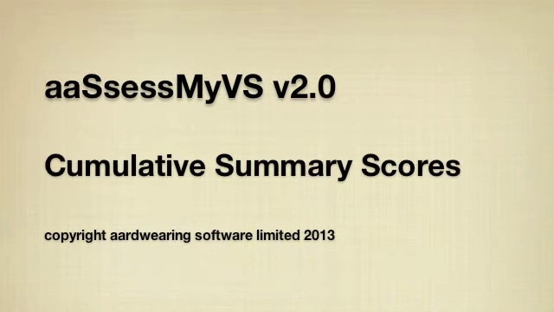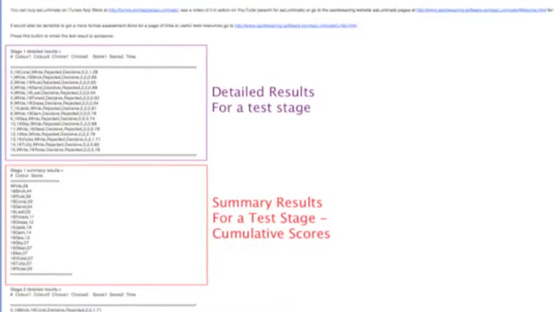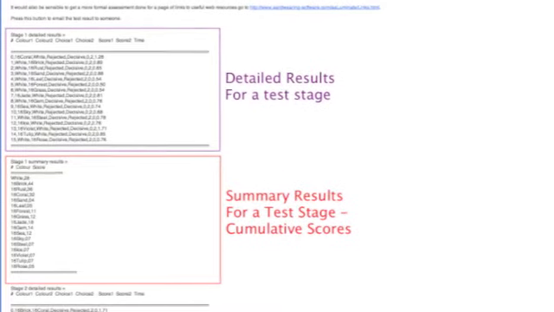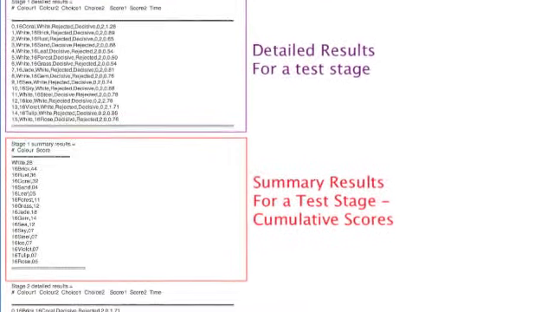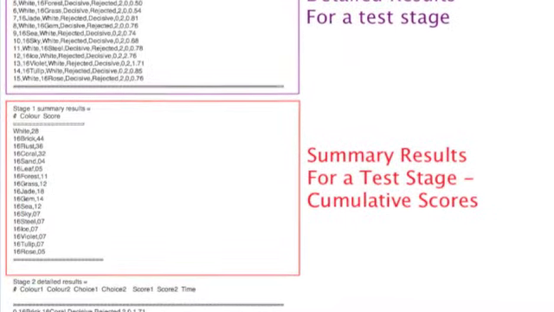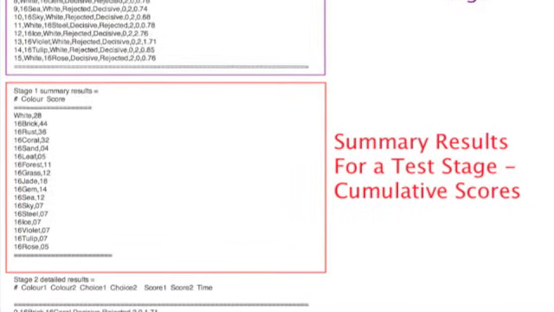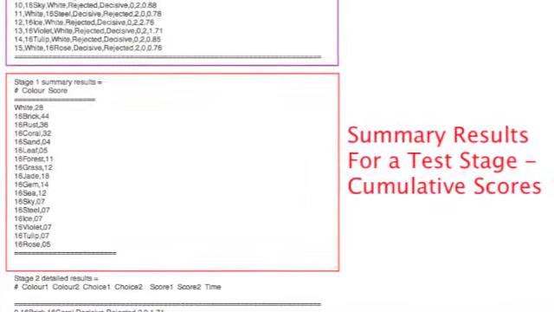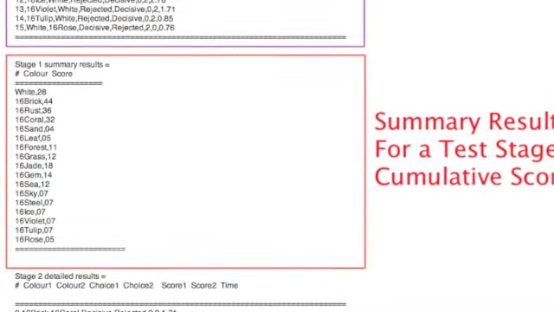Understanding the test stage summary results. These are simply cumulative totals for remaining colours in the test, in other words, those not eliminated in earlier stages. The score for a colour reflects the cumulative total score of that colour in all detailed results lines in the current and all previous stages. Colours are arranged in descending order of score. Only the top 50% of these colours will survive to feature in the next stage, assuming there are more than 4 colours left in the list. Otherwise, the top colour in the list will be deemed the final preferred colour.